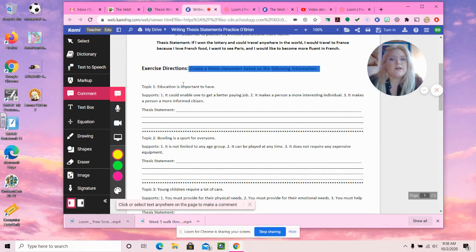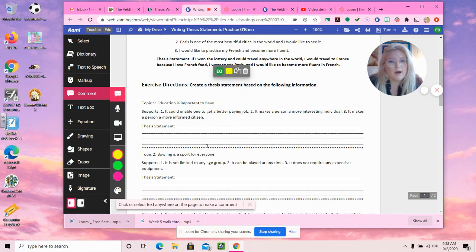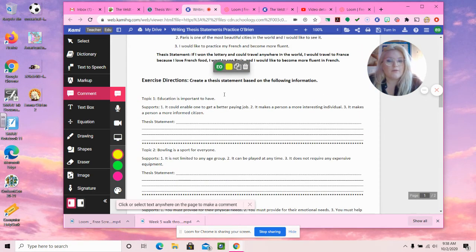So it says topic one, education is important to have. Obviously, we know that the question was probably like, why do you think education is important or not important? Tell me why, okay? So this person thinks education is important, right? So their first support said it could enable one to get a better paying job. Okay, so we could probably summarize that into just say better paying job. Two, it makes a person a more interesting individual, okay? And then three, it makes a person a more informed citizen. Okay, so those are really solid reasons. What our challenge is now is to take all three of those reasons and kind of make them into one sentence.